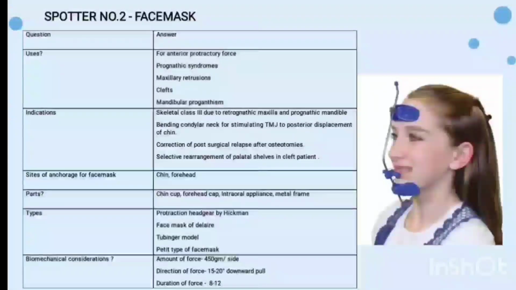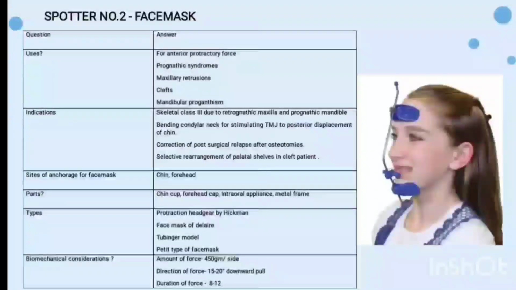For bending condylar neck for stimulating TMJ to posterior displacement of chin. For correction of post-surgical relapse after osteotomies. And lastly, for selective rearrangement of palatal shelves in cleft patients. What are the sites of anchorage for face mask? They are chin and forehead. What are its parts? They are chin cup, forehead cap, intraoral appliance and metal frame.